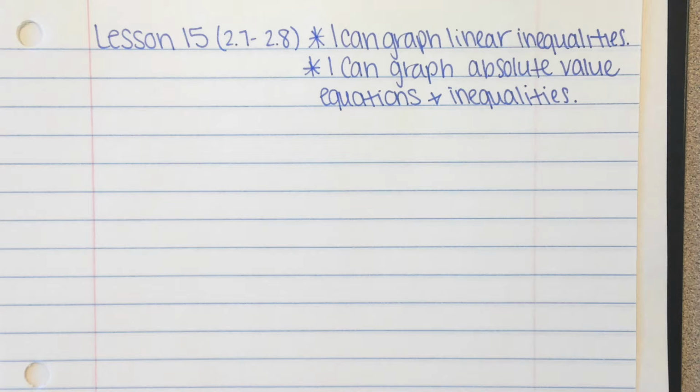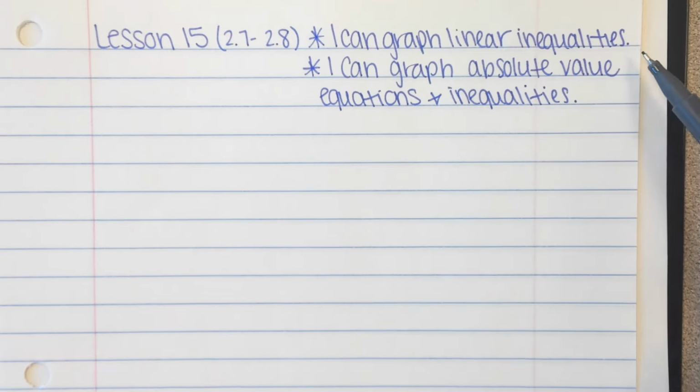Okay, today we're going to look at Lesson 15. This comes from sections 2.7 and 2.8 in your textbook. We're combining them together to just do one lesson and one homework. We have two learning objectives, or I can statements. I can graph linear inequalities, and I can graph absolute value equations and inequalities.